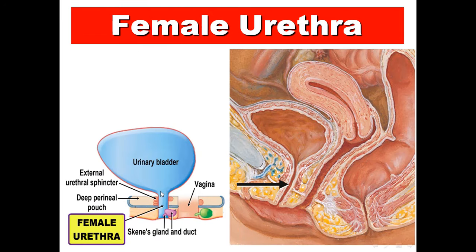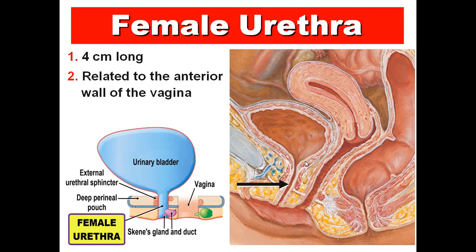Then the female urethra. This is the female urethra, embedded in the anterior wall of the vagina. Actually, the female urethra is 4 centimeters long. It is related to the anterior wall of the vagina, and it opens in the vestibule. This is the vestibule, so this is the urethral orifice opening in the vestibule. It is 4 centimeters, embedded in the anterior wall of the vagina. And also it is surrounded by the external urethral sphincter in the deep perineal pouch.